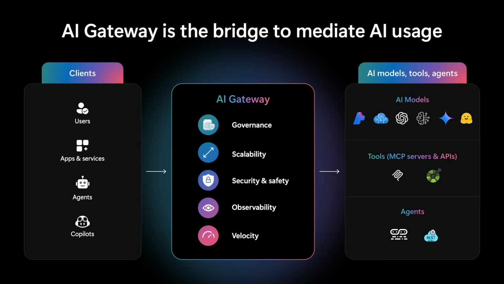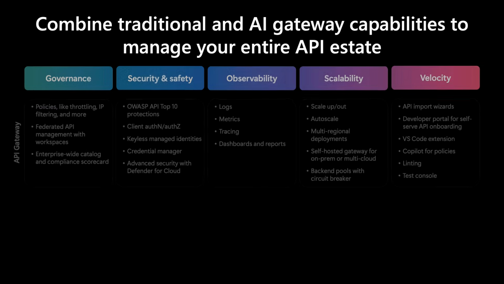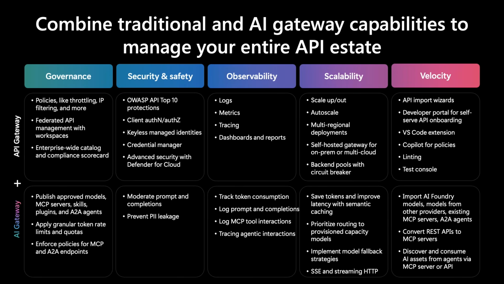capabilities within API management is built to solve all those problems. Now let's double click into how we are solving those problems. Like I said, we are combining traditional API gateway capabilities and AI gateway capabilities to manage your entire API estate. The columns you see are the various problems we called out earlier. So we will be using a combination of capabilities that we already provide within our API gateway and a combination of capabilities that we have built specifically for AI purposes within the AI gateway capabilities.